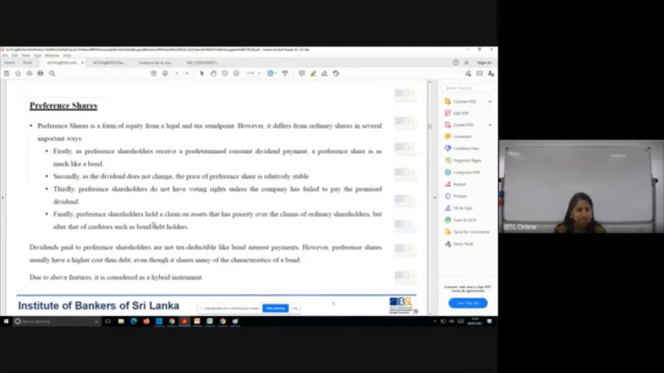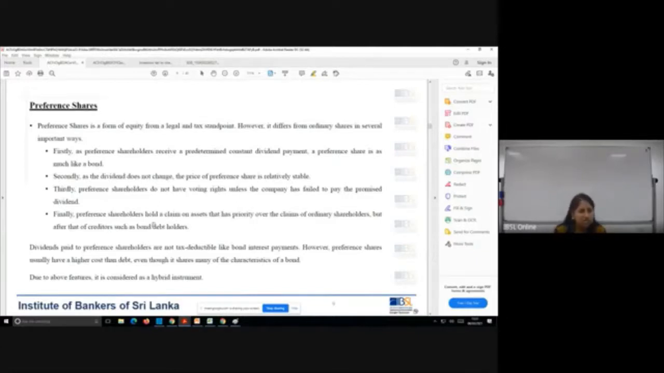Now these features you can see, even though I say these are preference shares, these are the features of a debt instrument. Having a fixed or a constant dividend payment is very similar to having a fixed coupon rate. Okay. Having no voting rights over the company is very similar to a bond instrument. Having higher claims or more preferred claims over the company than the shareholder is another feature that you see in the fixed income security as well.